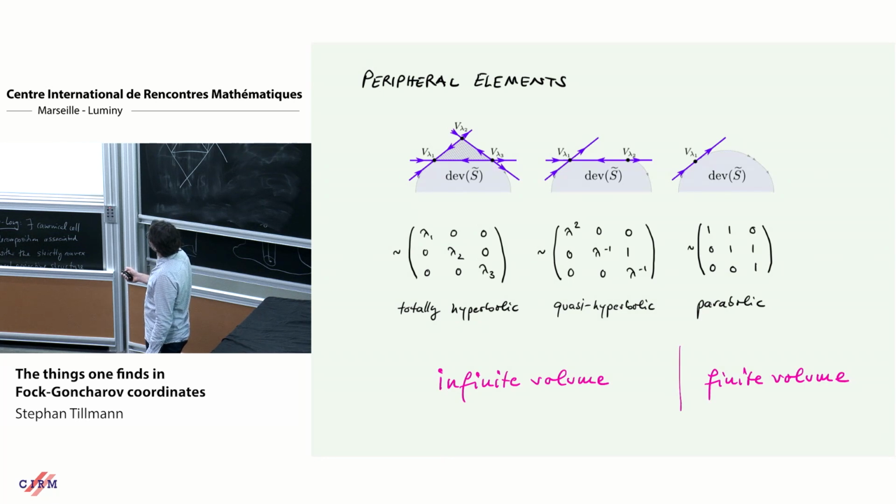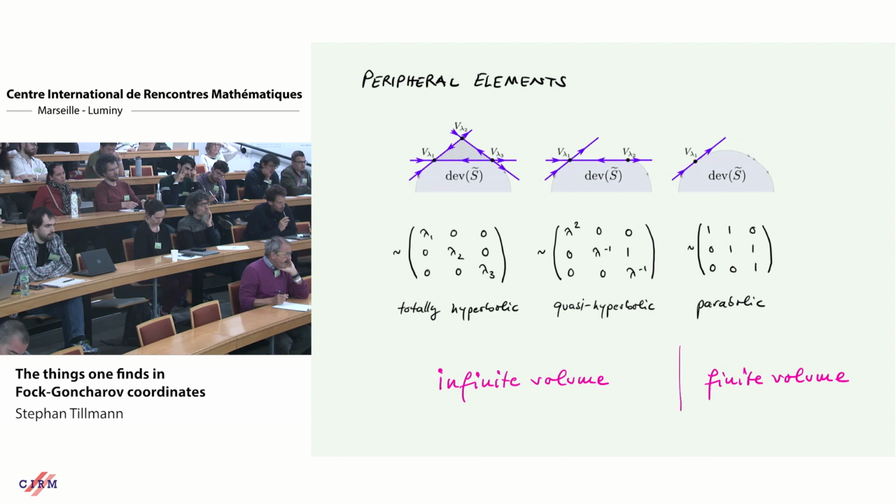And so if you think about the developing image of your surface, it lies somewhere here, but it might also include this here or parts of this here. Or you're in this mixed case, what's called quasi-hyperbolic. Here the peripheral element fixes 2 points and 2 lines. Or you're in the parabolic case, and that's the finite volume case that we like. Okay?